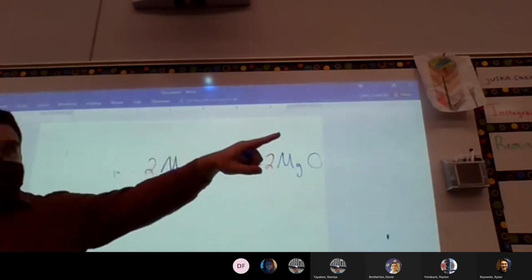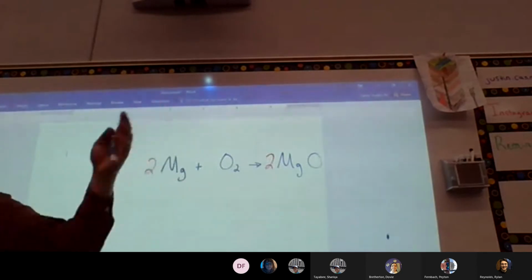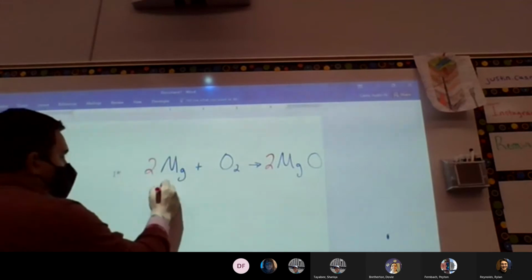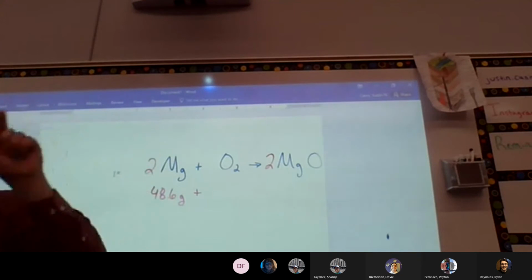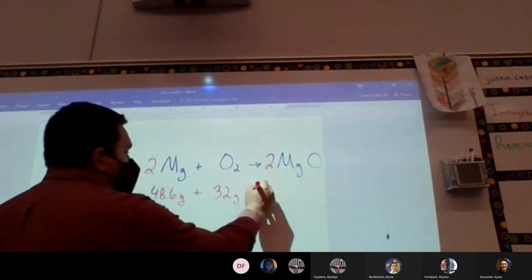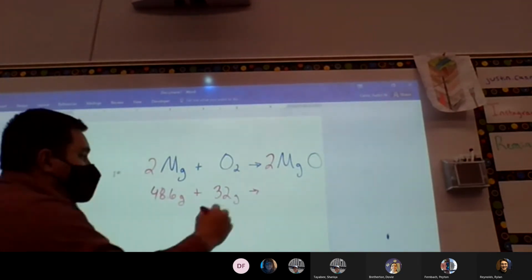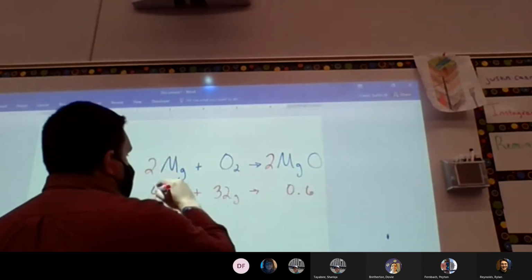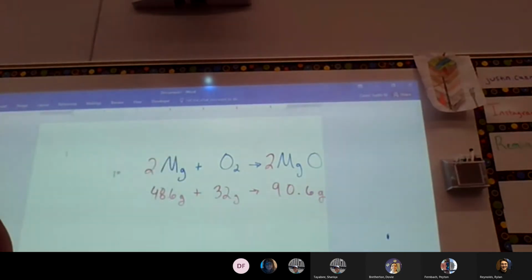And 2 moles of magnesium is that number on the periodic table times 2. So 24.3 times 2, which is 48.6. Plus oxygen, I need 2 of them. 16 plus 16 is 32 grams of oxygen. And then that is going to make this exact ratio here. That is going to make 90 grams of magnesium oxide.